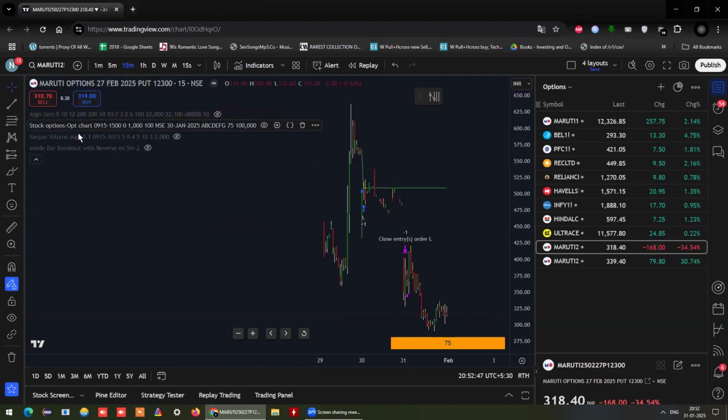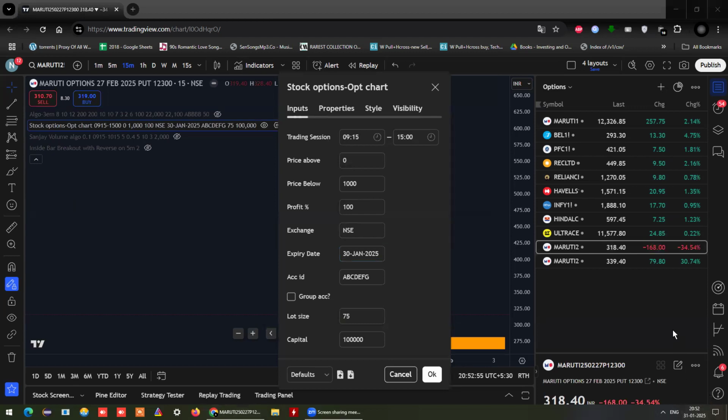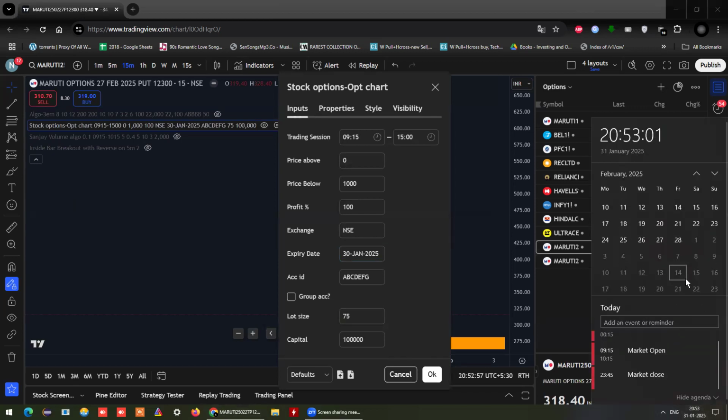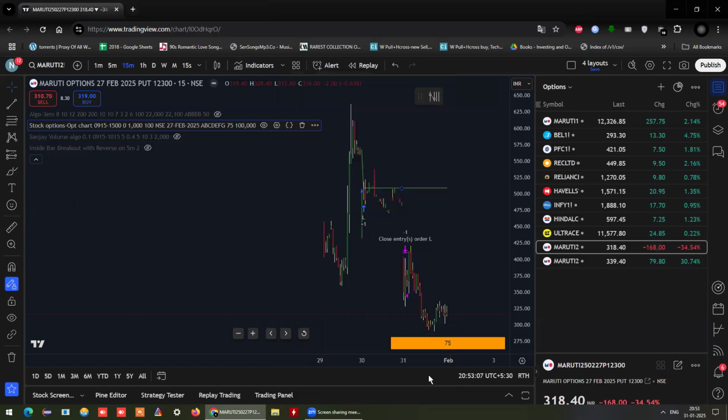One more thing before you see the data on the right, you have to go to the data here and then set up the expiry date, which is February 27th. So now that error is gone. You were seeing an error here, right? That error is gone.